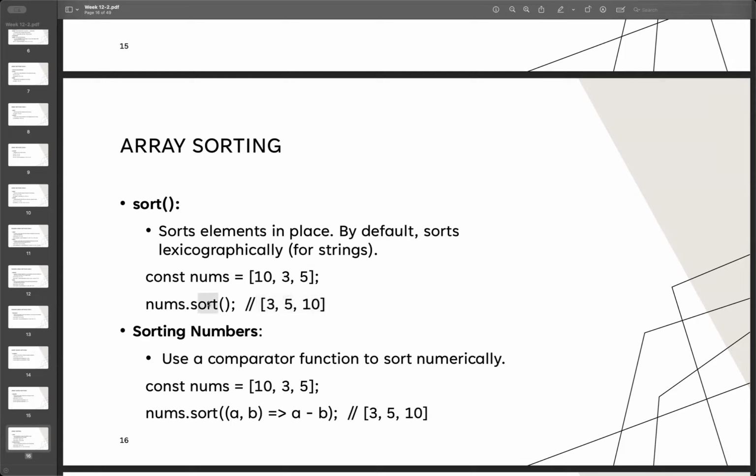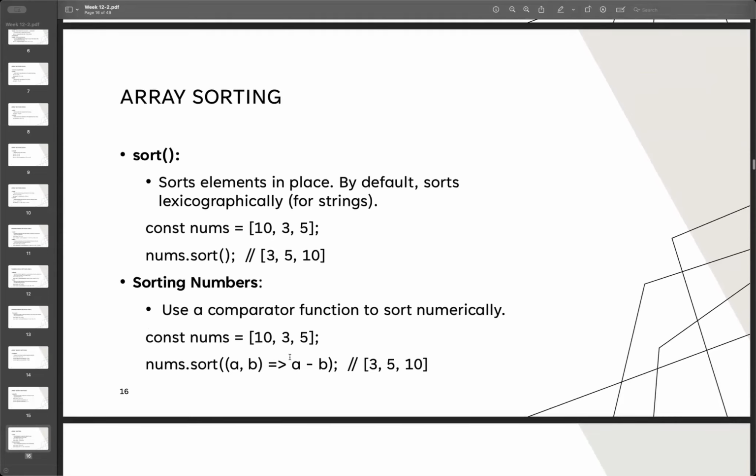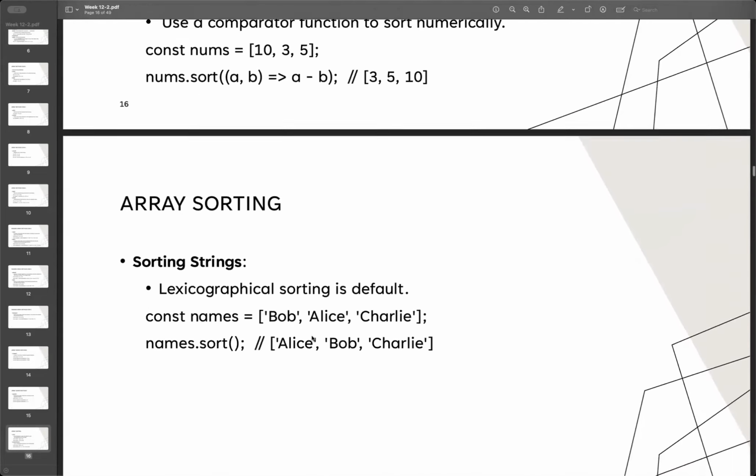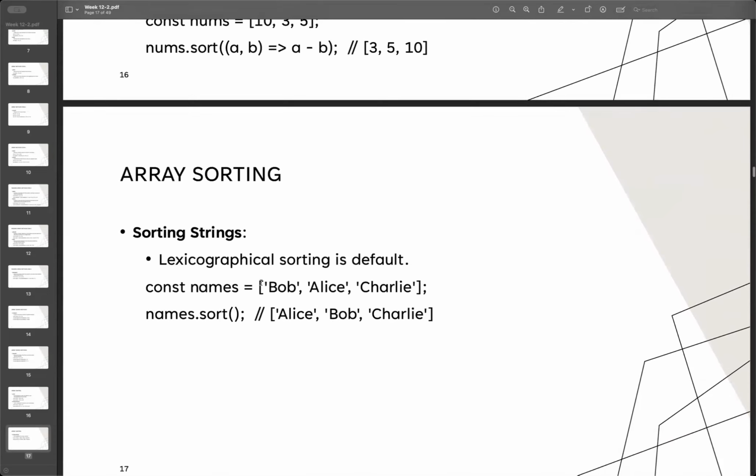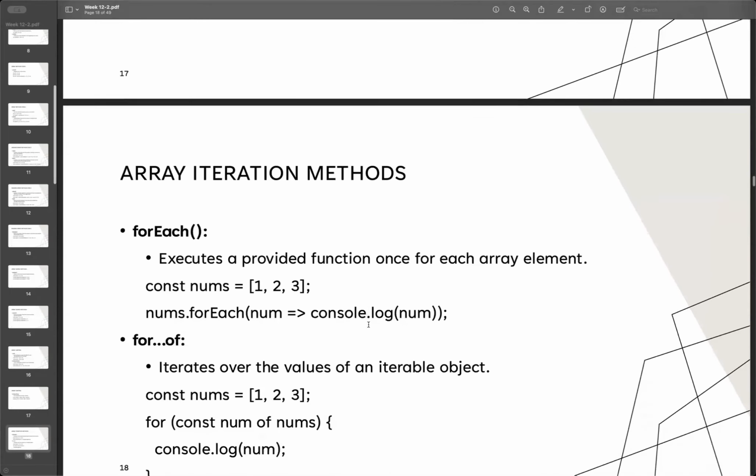So what's the difference between sorting strings and numbers? You have to pass a function with a and b, which take the two positions, and a minus b, so they will sort in ascending order. If you want to sort in descending order, you just reverse it, b minus a, then you get descending order. I recommend you try it for strings as well, for example A, B, C, in this order.